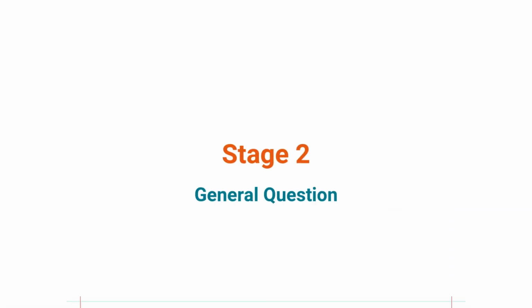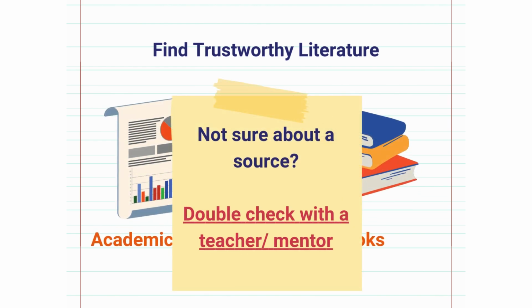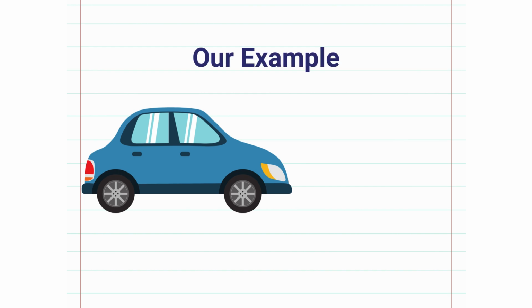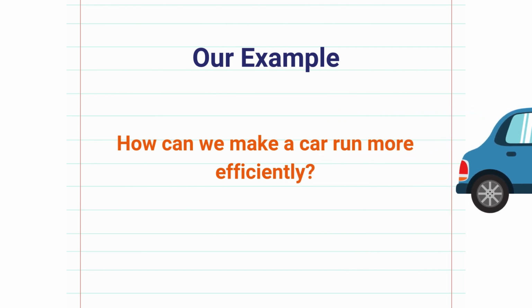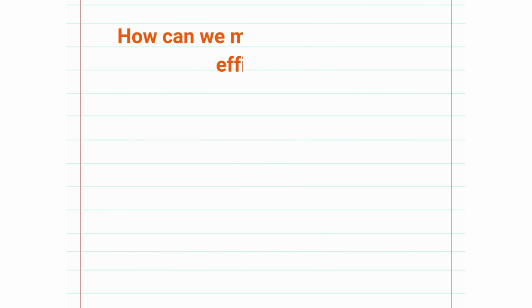First, we need to understand our topic better, so we need to do literature research. Look for trustworthy sources, like peer-reviewed papers and books. Ask a teacher or other mentor to double-check if a source is trustworthy. Earlier, we decided our interest was cars, but after some more literature research, we are most curious about how to make cars more efficient. Vehicle efficiency just means a car can go further with less gas. So our general question is, how can we make a car run more efficiently?